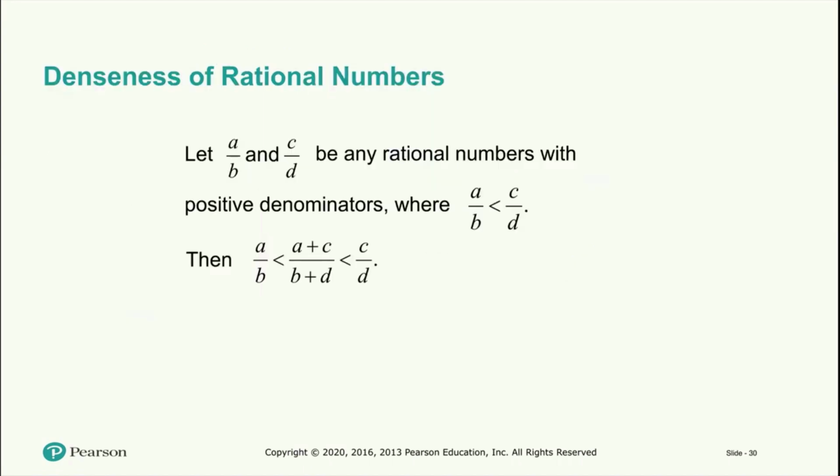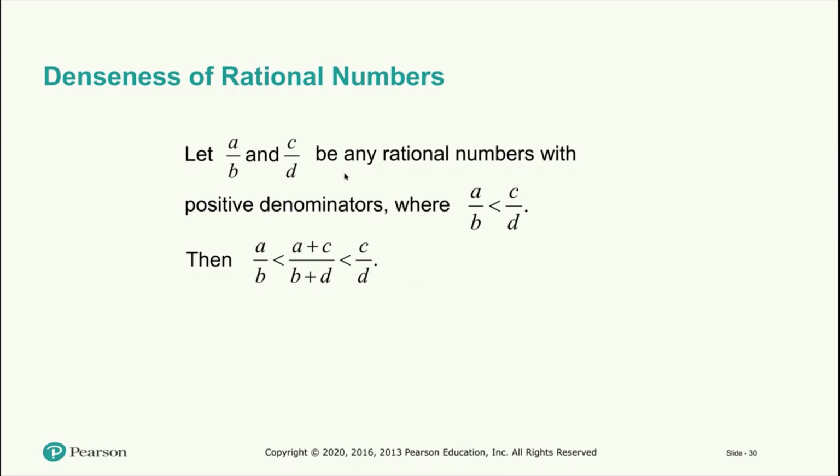Here is another really quick way to get a rational number between two other rational numbers, again, as long as the denominators are positive. It turns out that if a over b is less than c over d, then the fraction a plus c over b plus d, which is basically the sum of the numerators for the numerator and the sum of the denominators for the denominator, is going to fall between a over b and c over d.